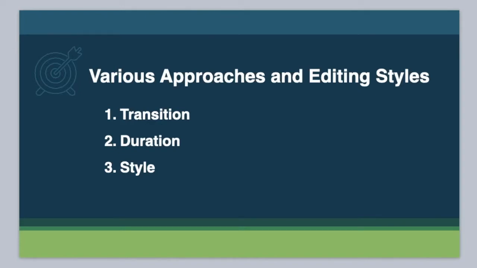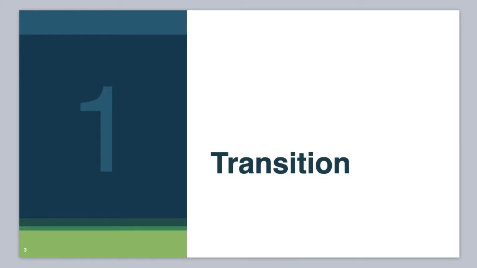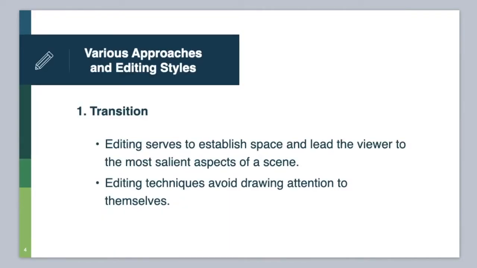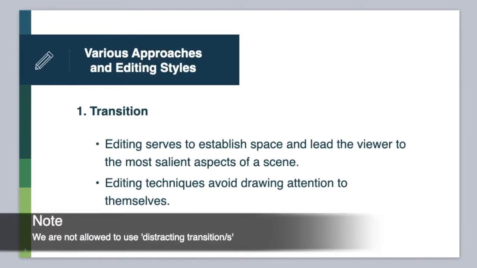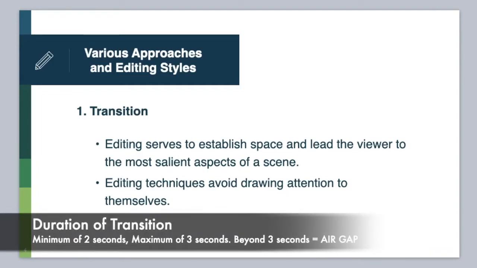Under this category, you just need to remember these three things: transition, duration, and the style. So let's start off with transition. Ever since you were in grade 11, I already made mention of fade to black, that whenever we edit a simple advocacy video or documentary film, we are not allowed to use a distracting transition because we would like our viewers to focus on the content and on the flow of the story. Minimum of 2 seconds, maximum of 3 seconds, but you are not allowed to go beyond 3 seconds because that will be tagged as air gap.